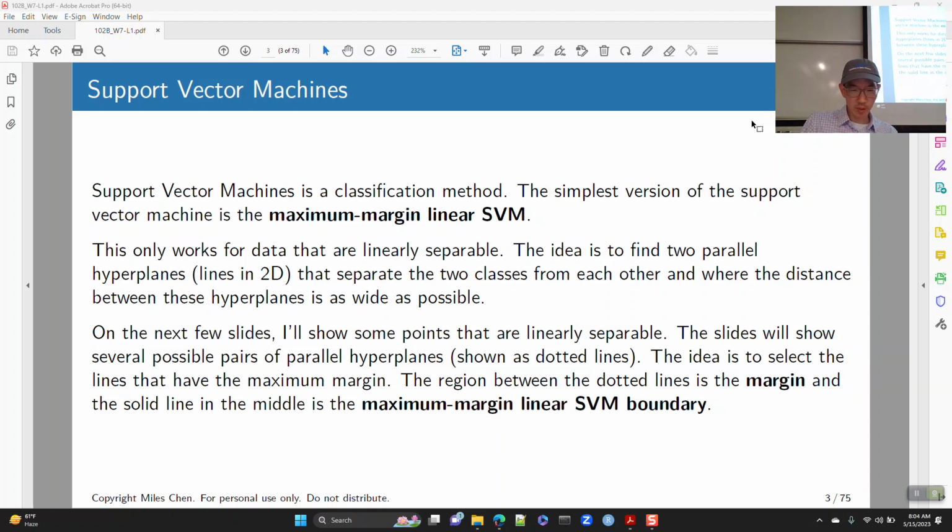Okay, so I'm going to just show possible pairs of hyperplanes, and the idea is we want to select the pair of hyperplanes or the pair of parallel lines to be the ones that are as wide as possible. Okay, when we see the parallel lines, the area in between them is the margin, and then there is going to be a line in between the 2 parallel lines, and that's it. Basically, you're going to see 3 parallel lines, and the one in the middle, that's going to be your boundary, is how we do it.